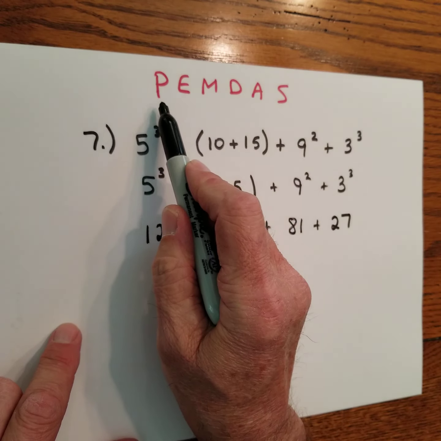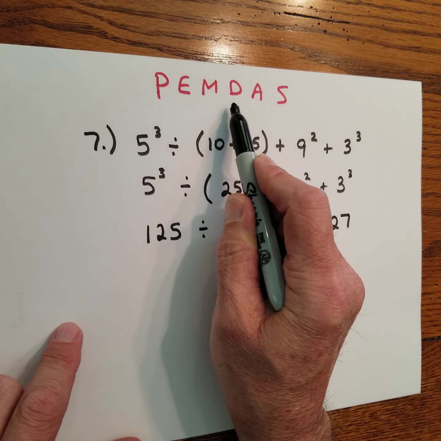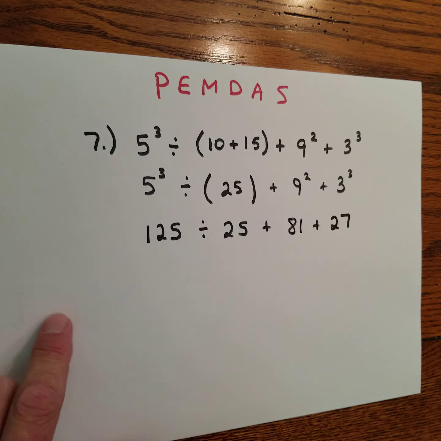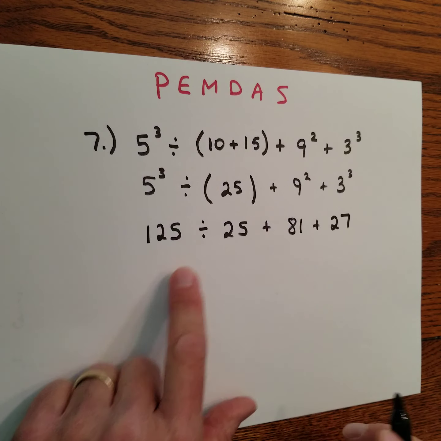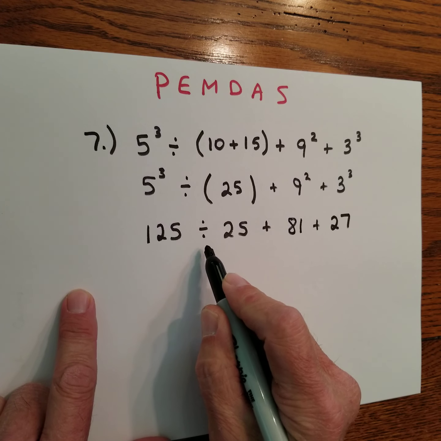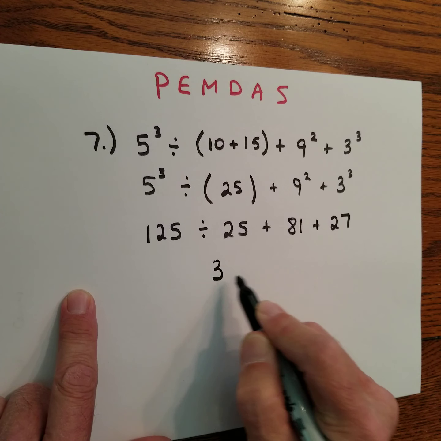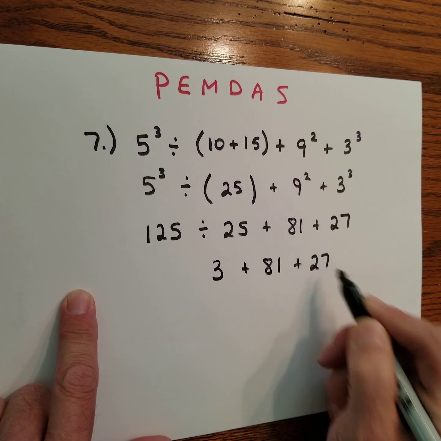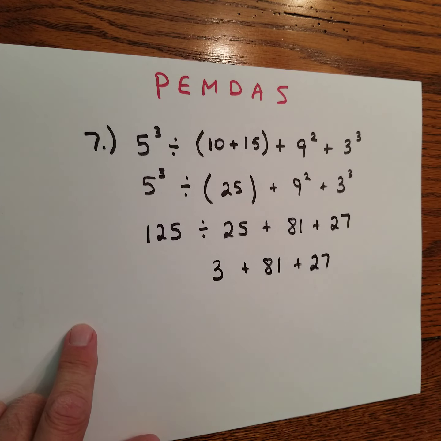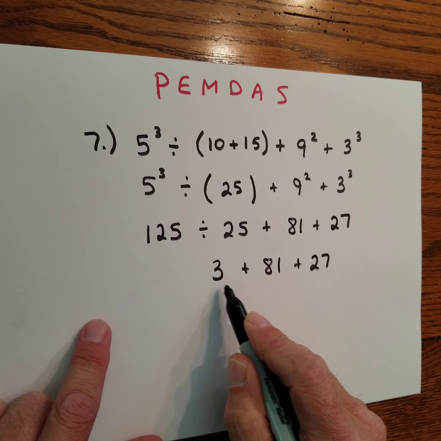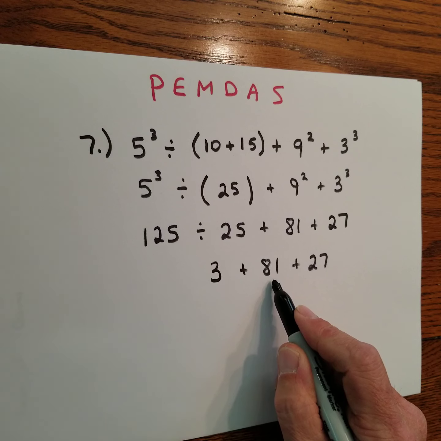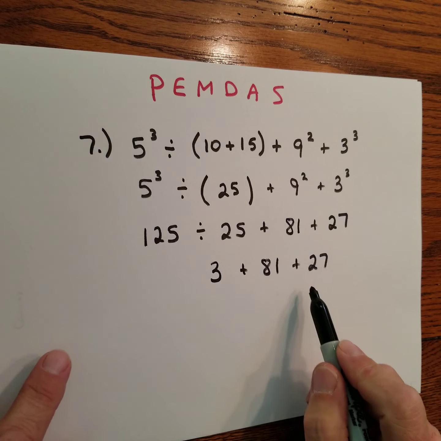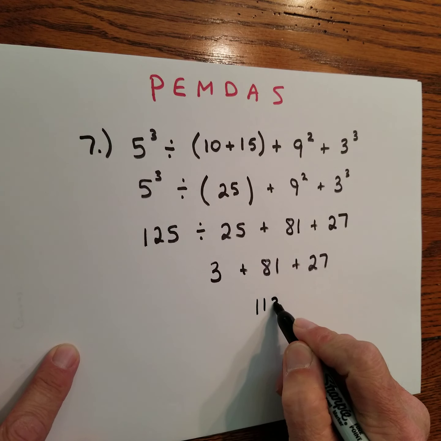Now we've done parentheses and exponents. Look for multiplication and division. There's division. 125 divided by 25 is 3. Copy the rest of the problem. All that's left now is addition. So 3 plus 81 is 84, plus 27 is 113.